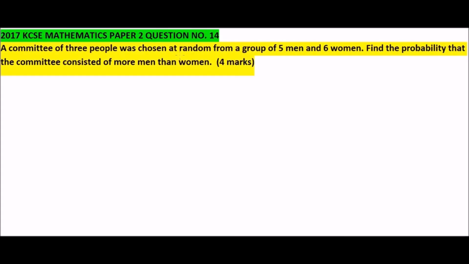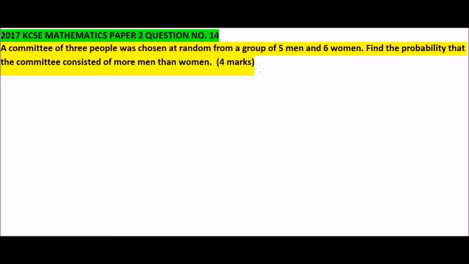Okay, this is a question that was tested in 2017 KCSE Paper 2, number 14. That is on probability, so I want to solve it here. It says a committee of 3 people was chosen at random from a group of 5 men and 6 women. Find the probability that the committee consisted of more men than women.